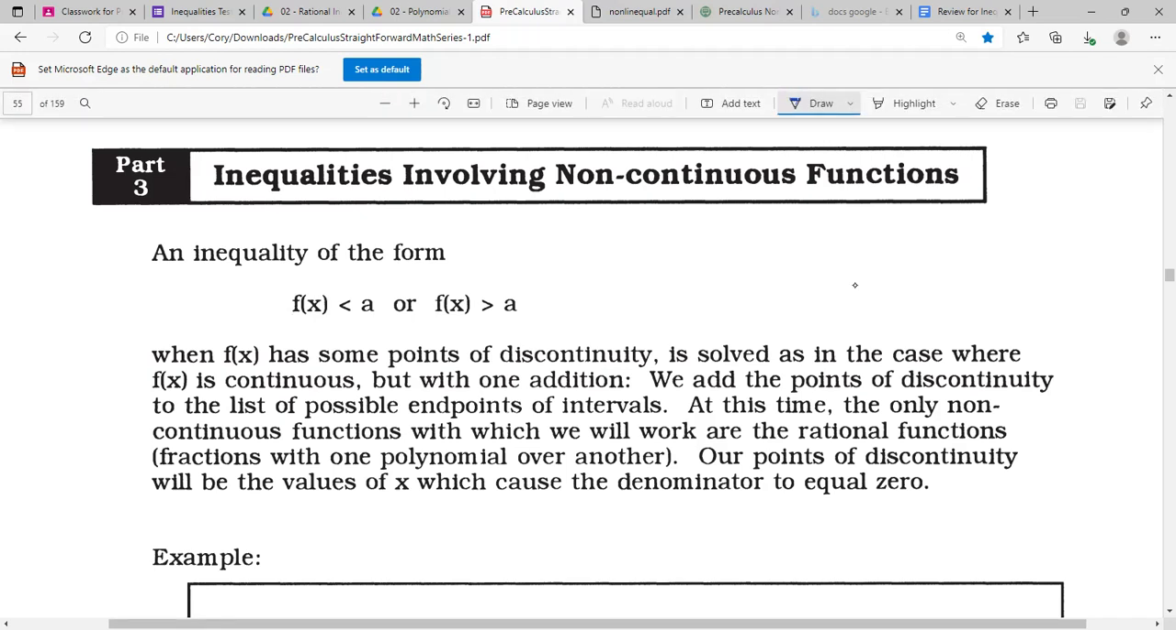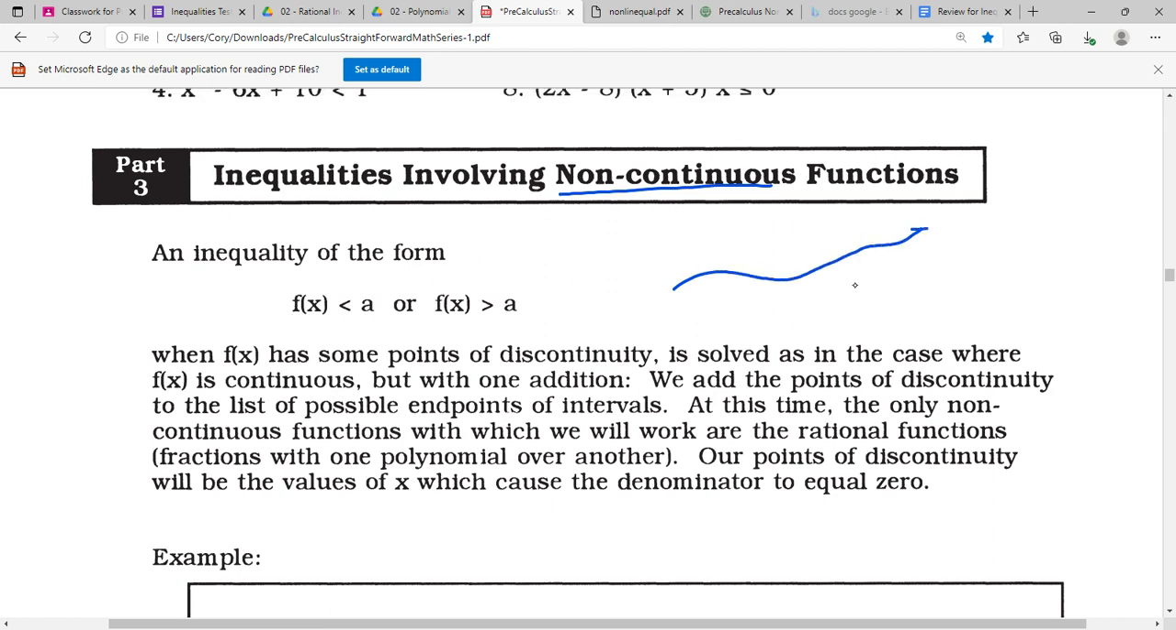Hey everybody, this is Pre-Calculus Inequalities Part 3. This is going to be about inequalities involving non-continuous functions. That means functions where there are breaks in it. A continuous function keeps going in a line like that, right? Keeps going forever and ever. A non-continuous function might have a piece like that and then another piece that goes down like that, right? And we learned about that already.